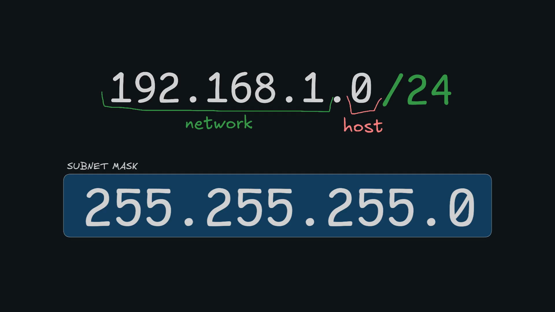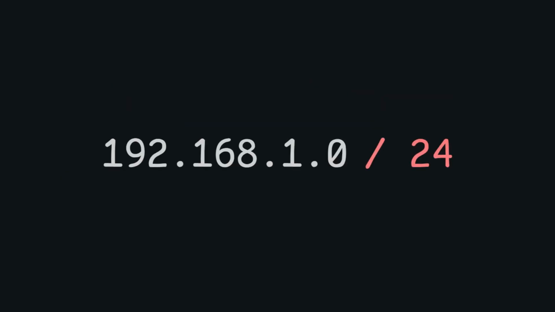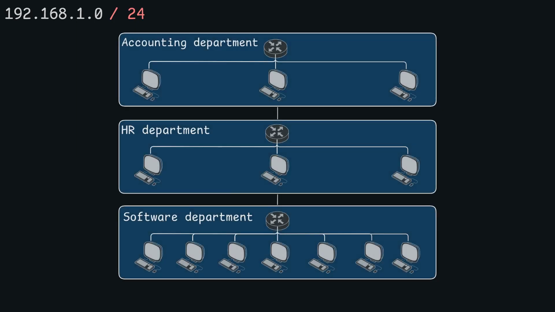Say you're the network admin for a small company. You've been given this network. The company has 3 departments: accounting, HR, and the software team, and we want to isolate them into 3 separate subnets. So how do we do it?